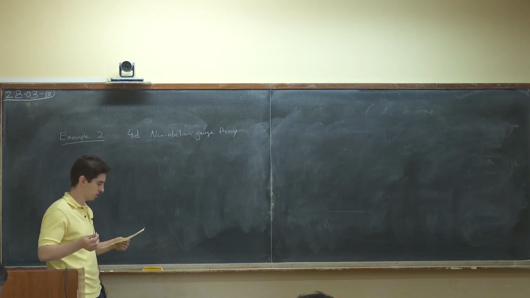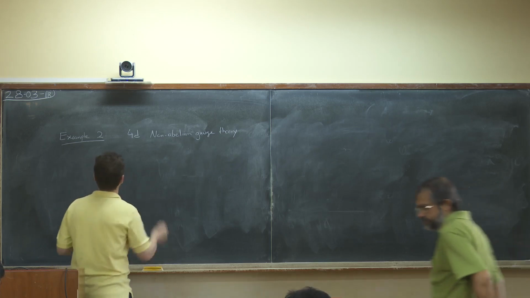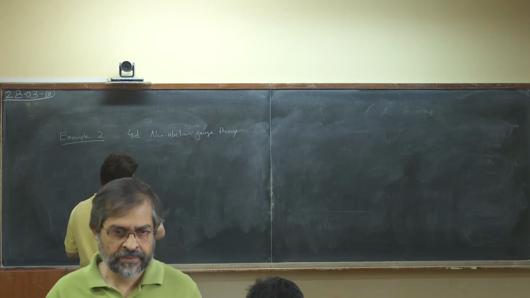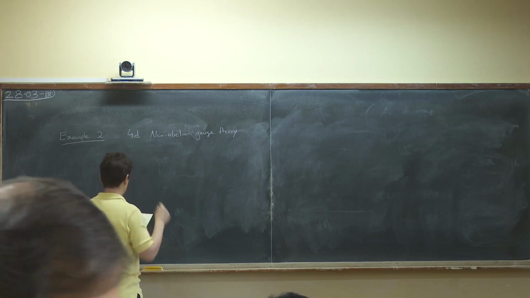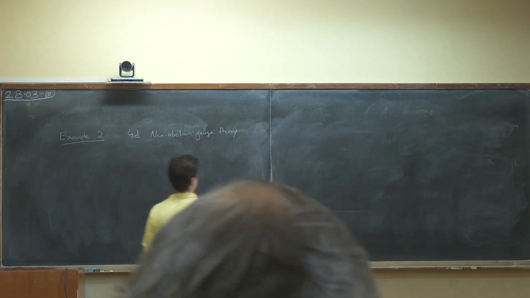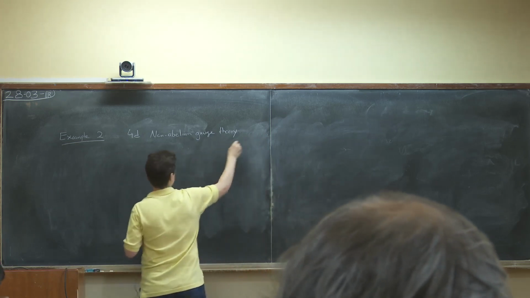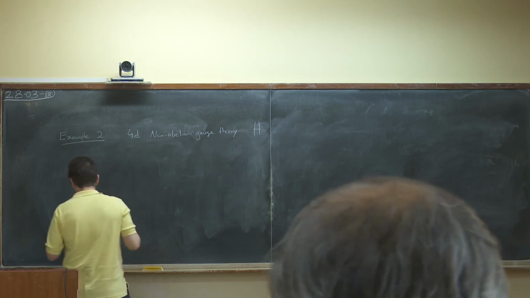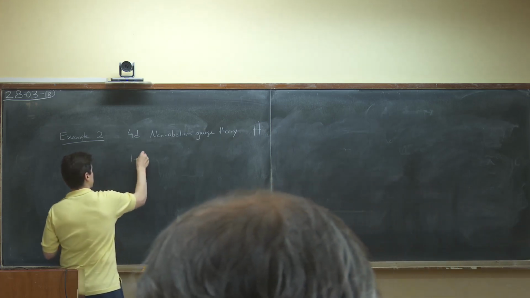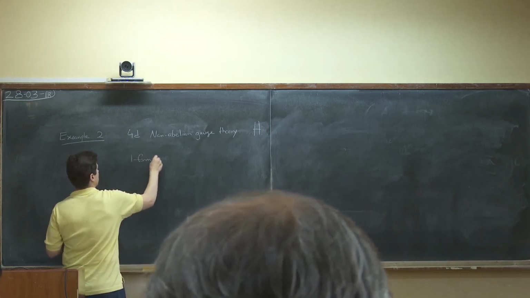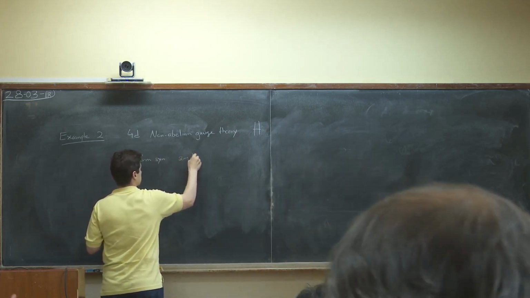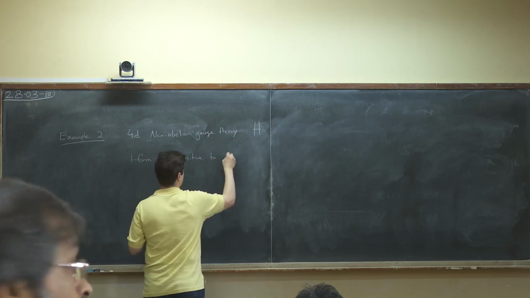Okay, so we're going to do 4D non-abelian gauge theory. What do we want to call the gauge group? Let's call the gauge group H. And the one-form symmetry will be sensitive to the global form of H.